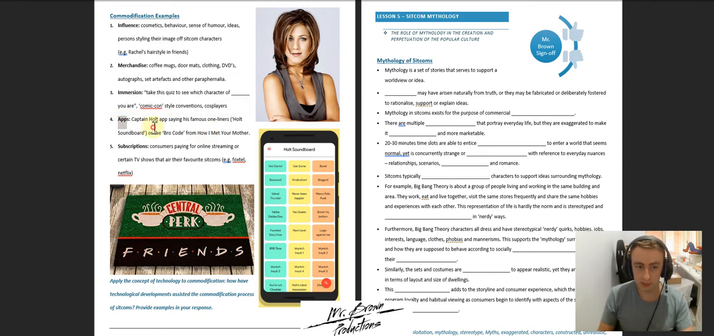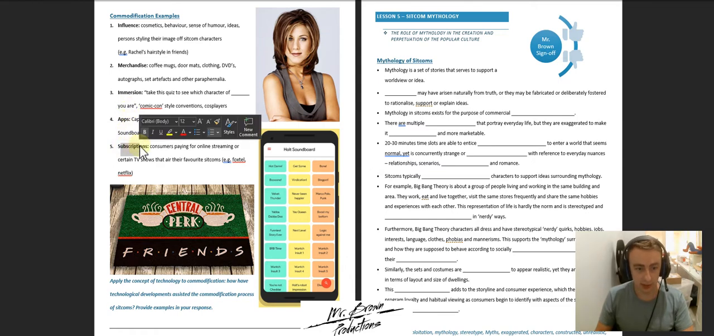Apps are another strong one. Here I have an image of the Holt soundboard. If anyone's watched Brooklyn Nine-Nine, for all of his funny quotes, you can just download the app on your phone for free, hit whatever button you like, and you'll get Holt's famous one-liners. Another classic one was the Bro Code from How I Met Your Mother that Barney put together, which is also an app. So again, that's a sense of commodification. It's selling ideas or a certain culture that's perpetuated in the show, and you're engaging with that, so you're consuming it.